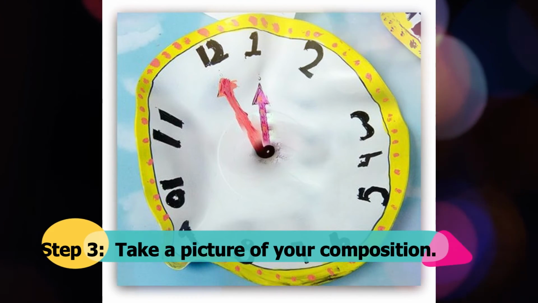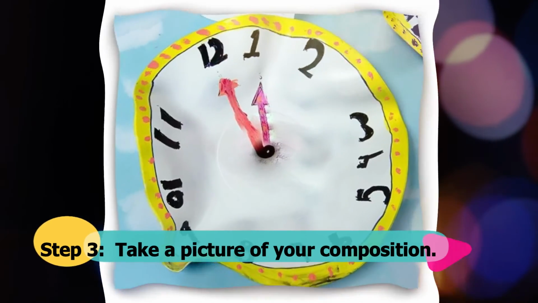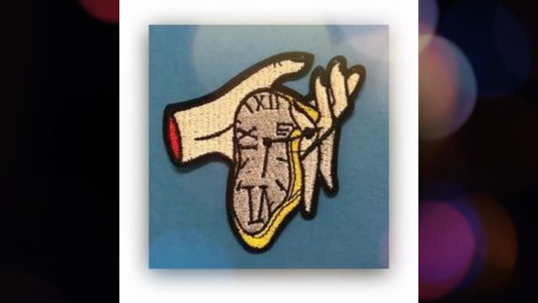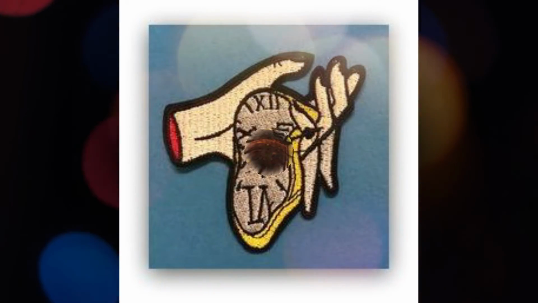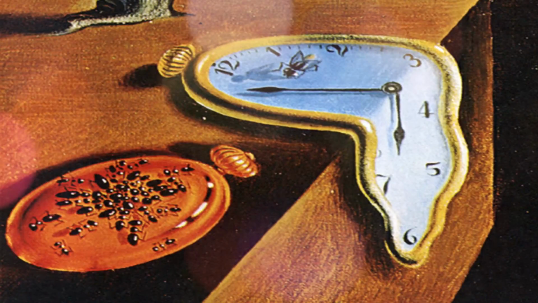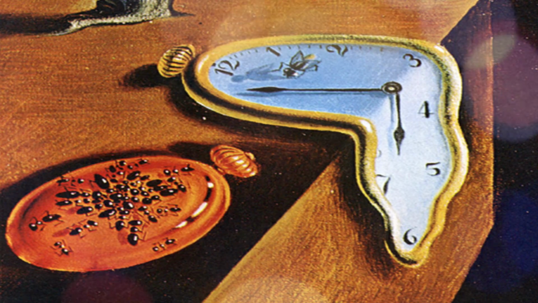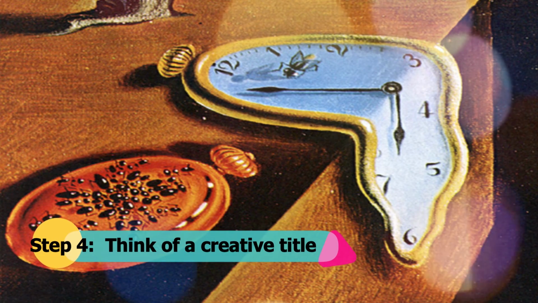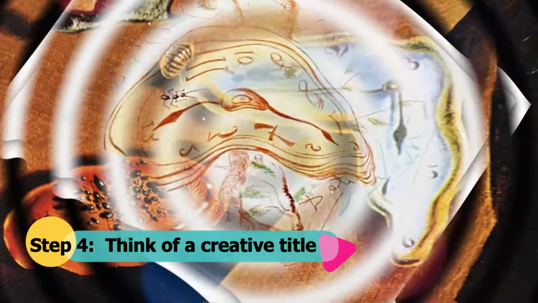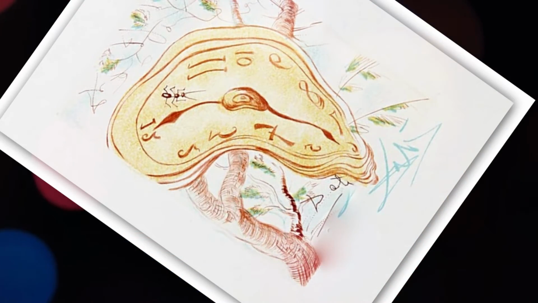Step 3. Take a picture of your composition. Make sure that your composition has proper lighting and spacing. Step 4. Think of a title, and then write down a brief description about your composition.